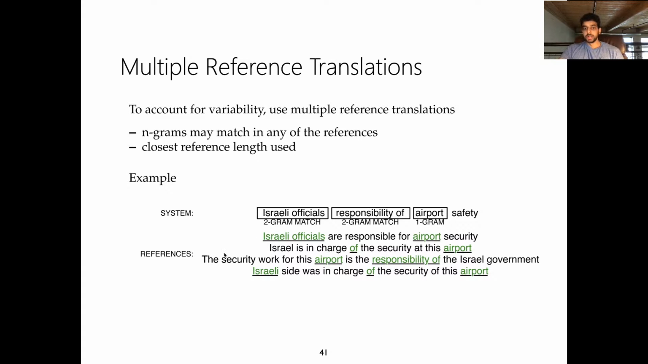So if you have a data set with multiple references, so in this case here, I have 4 different reference sentences for this translation, I can actually compute my precision using all of these references, right? So here I see Israeli officials is matched in this first sentence, so I get a bigram match that counts for my BLEU score. This bigram responsibility of was matched in the third reference, I get some points for that. An airport was matched here. Unfortunately, I don't have any 4-gram matches, right? Israeli official responsibility of, that doesn't occur in any of these references, so I don't get points for that.